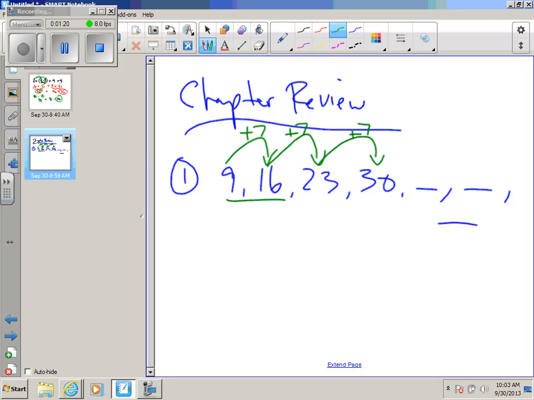And the next term, Sydney, should be what? And then 40. And then 51. Okay. Try number 2 on your own.